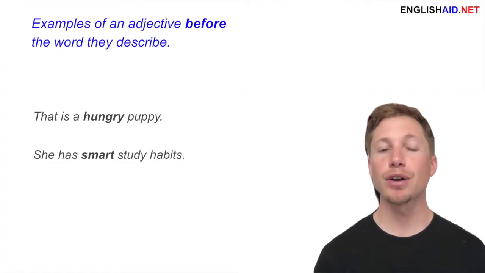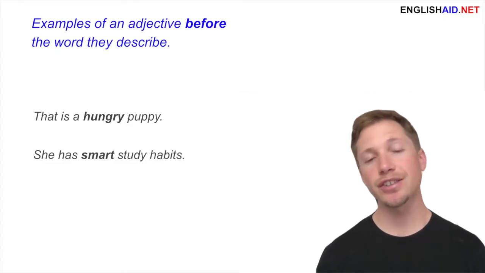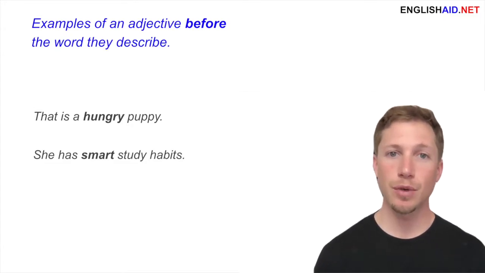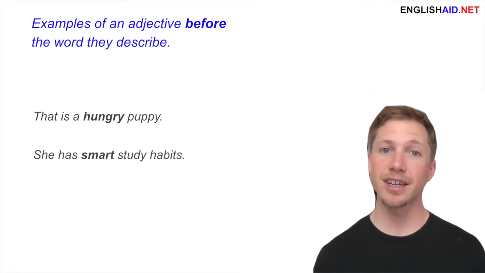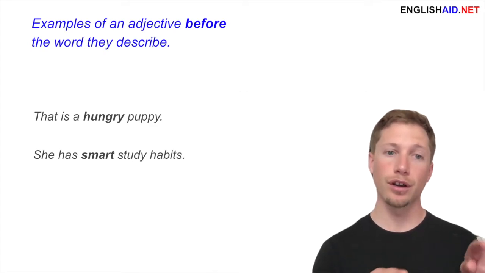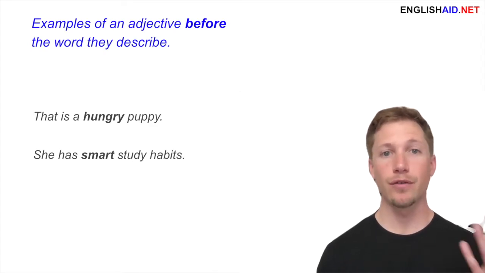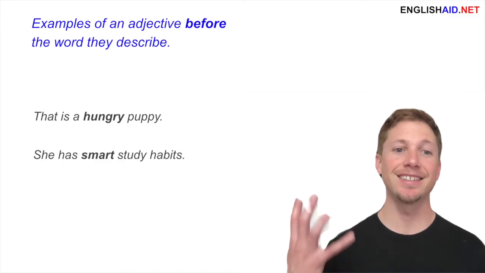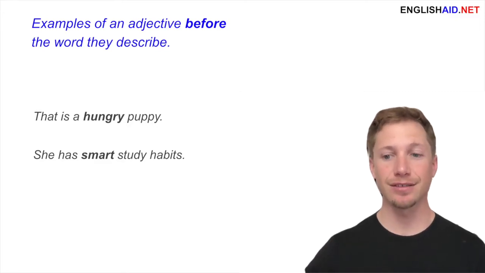She has smart study skills. So you ask yourself, what here is smart? Well, it's the woman's study skills. So again, hungry and smart go before the thing that's being described. First sentence is puppy. Second sentence is study skills. Let's keep going.